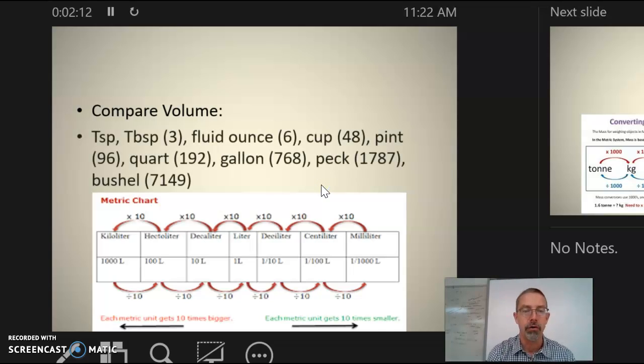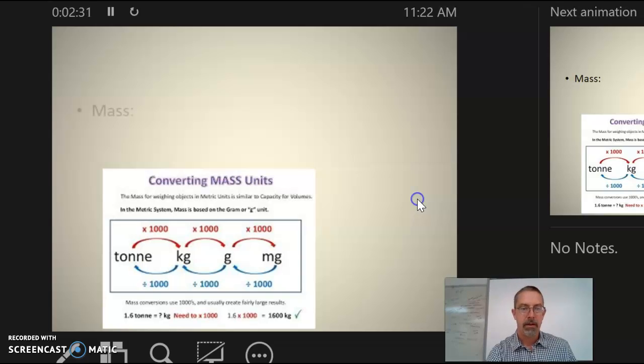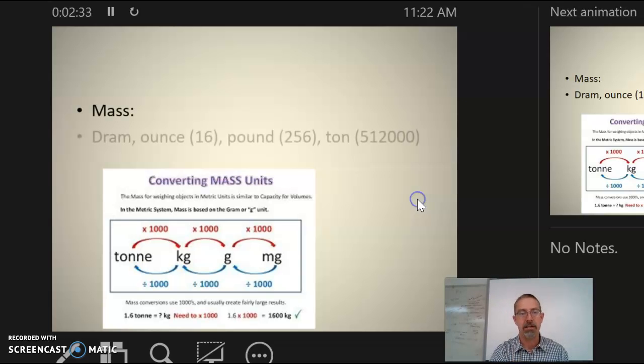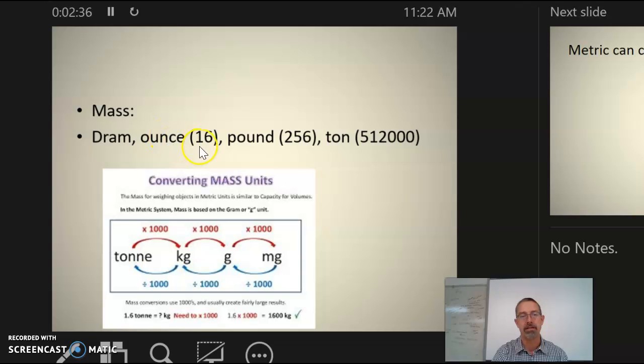If we were to look at volume, notice we've got all these different ways of measuring volume in the United States, especially if you are a chef or a cook. You might use cups, pints, quarts, ounces, teaspoons, tablespoons, but look at the relationship. There's no rhyme or reason to it, yet the metric system is pretty consistent and dependable. If I'm looking at units of mass, in the United States, we have the dram. We've got 16 drams in an ounce, 16 ounces in a pound, 2,000 pounds in a ton. So again, there doesn't seem to be much rhyme or reason.